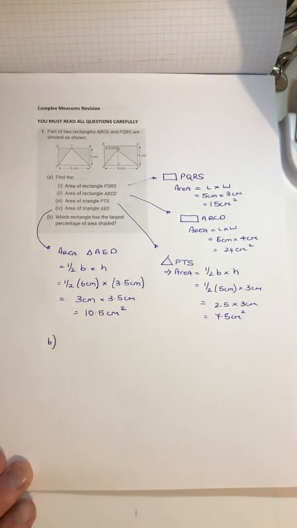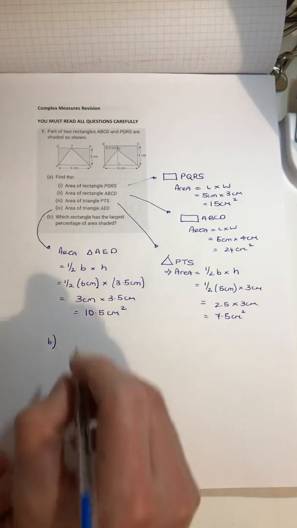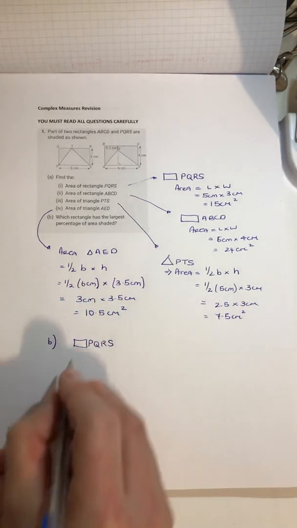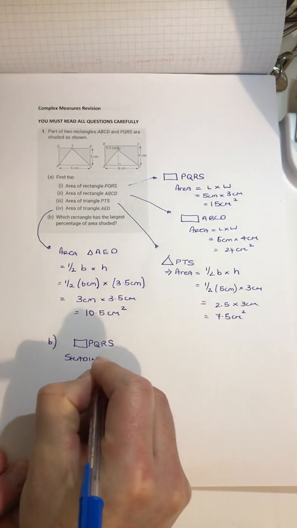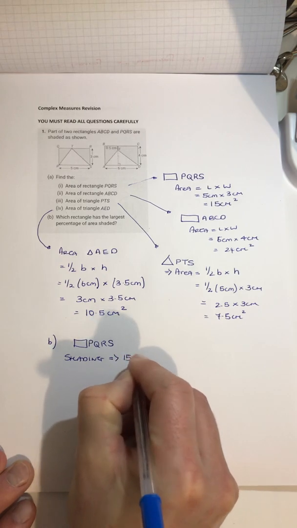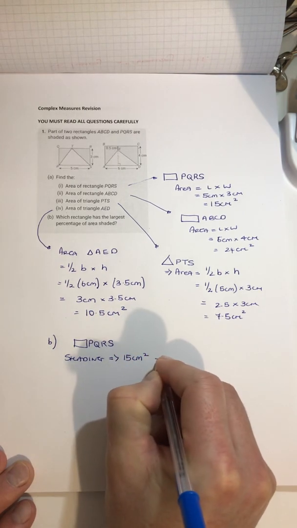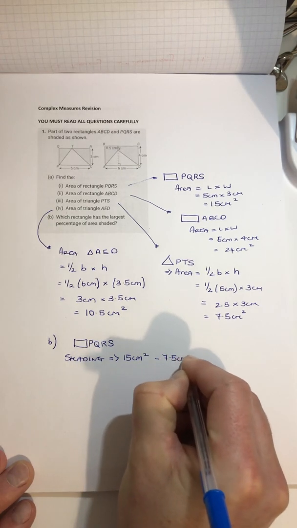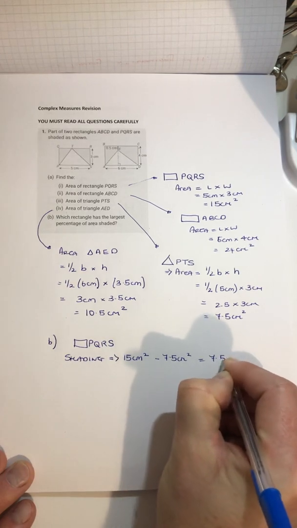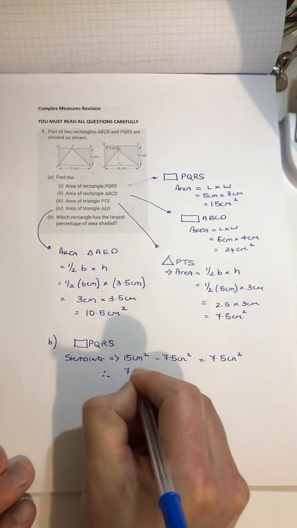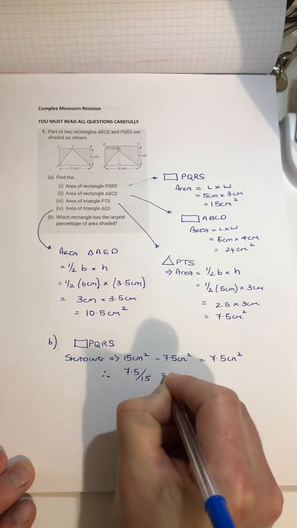And part B then: which rectangle has the largest percentage of the area shaded? So in rectangle PQRS, the shading is equal to the total area, 15 centimeters squared, take out the triangle, 7.5 centimeters squared, which is equal to 7.5 centimeters squared. Therefore 7.5 out of 15 is equal to 50%.